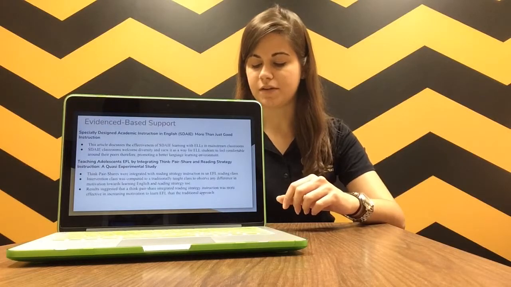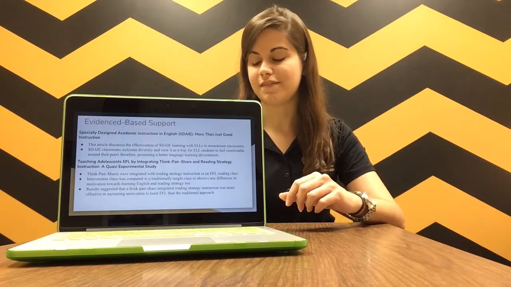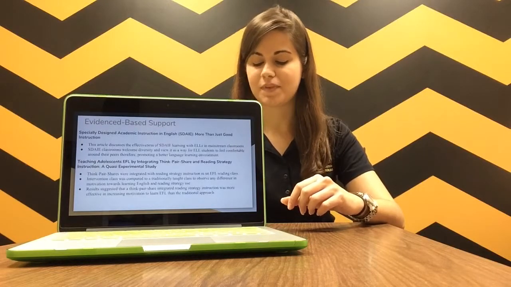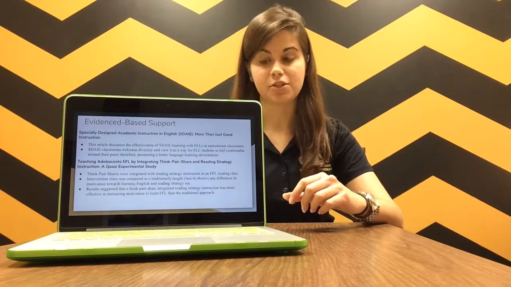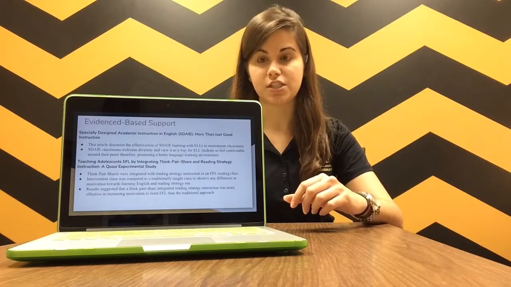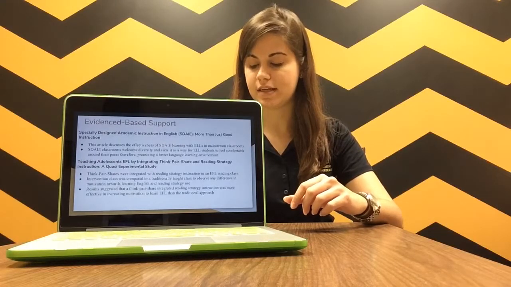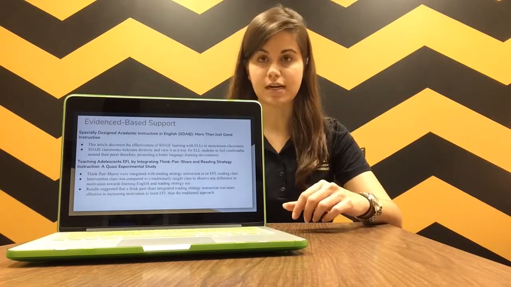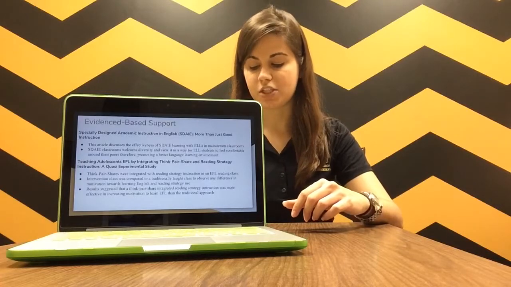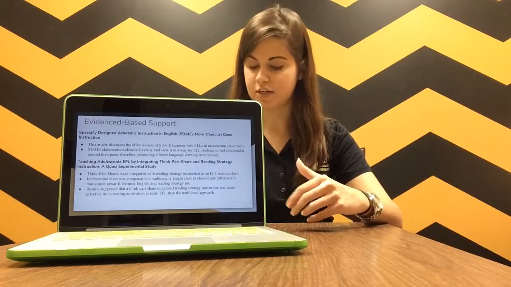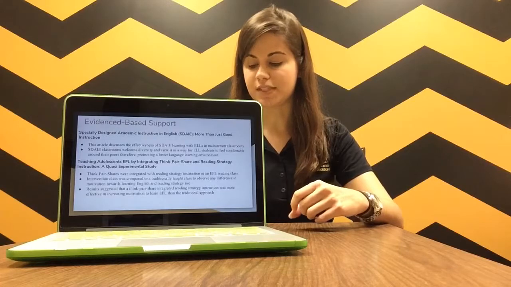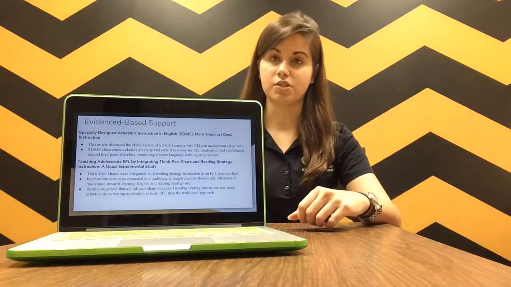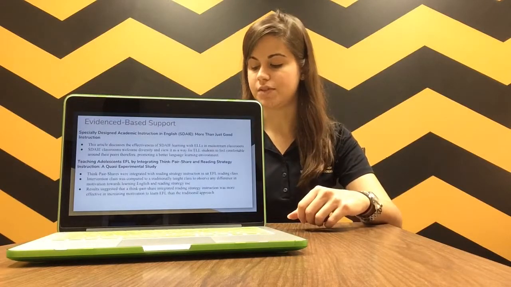The second article we found, Teaching Adolescent EFLs by Integrating Think, Pair, Share, and Reading Strategy Instruction. A bridging strategy, Think, Pair, Share, was integrated with reading strategy instruction in an EFL class. Participants were in 10th grade, and they were students in an English as a foreign language class in Taiwan. The intervention class, the class receiving both the Think, Pair, Share during reading instruction, was compared to a traditionally taught class to determine any differences in motivation towards learning English and reading strategy use.